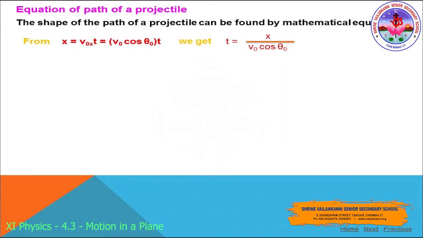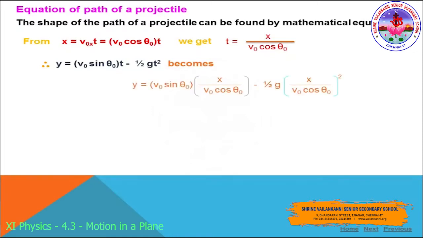Is it right? So x equals V naught cos theta naught t. So t, the time, we can get as x divided by V naught cos theta naught, that is, the horizontal distance divided by the horizontal velocity. And y is equal to V naught sin theta naught t minus half g t squared.